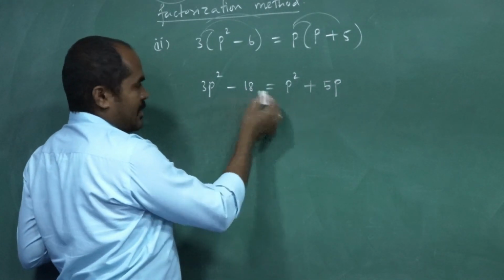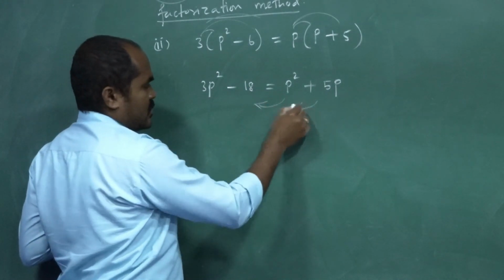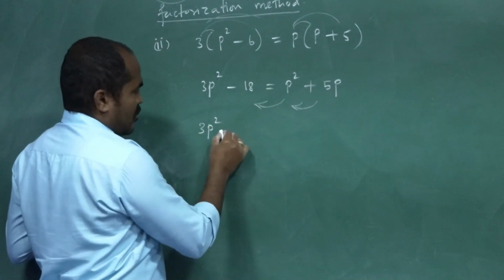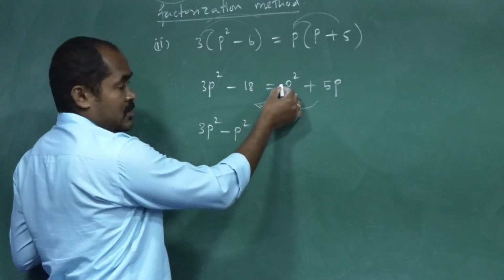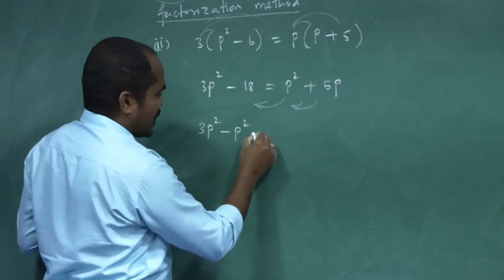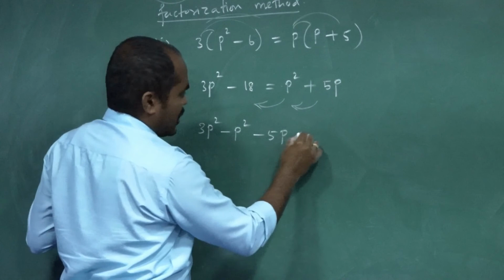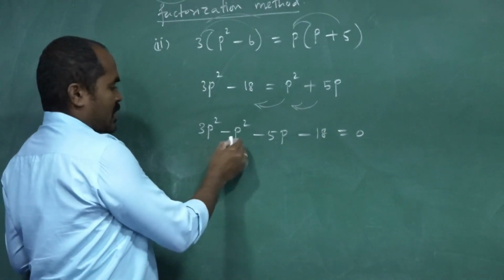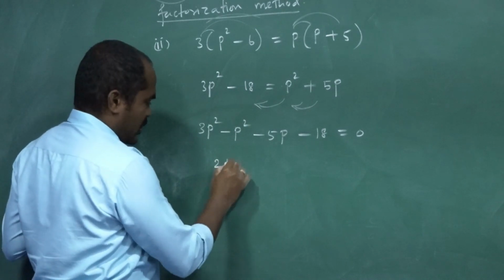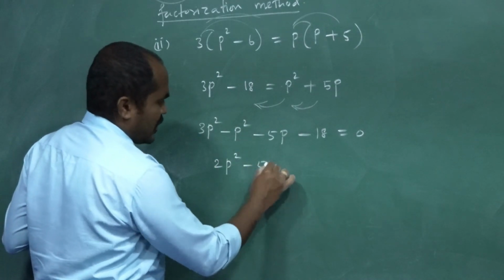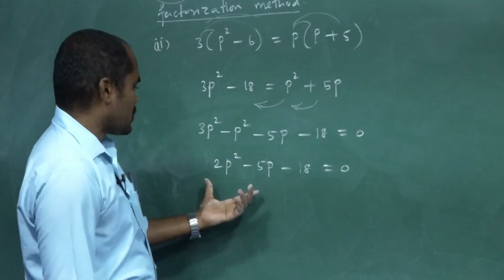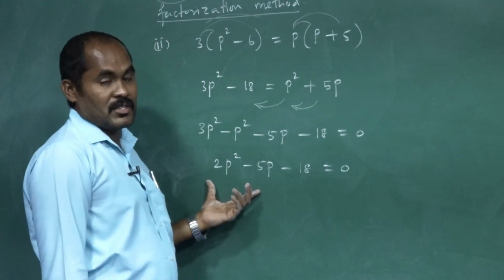So this is 3p², this is 1p². These are like terms, so send these two terms to the left side. We get 3p² - p² - 5p - 18. So 3p² - p² is 2p² - 5p - 18 = 0. Now this is in the general form of a quadratic equation.